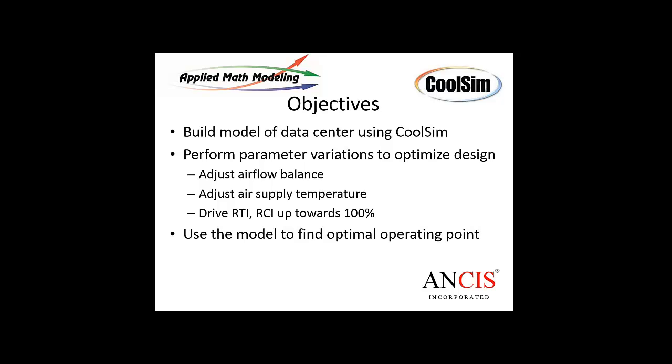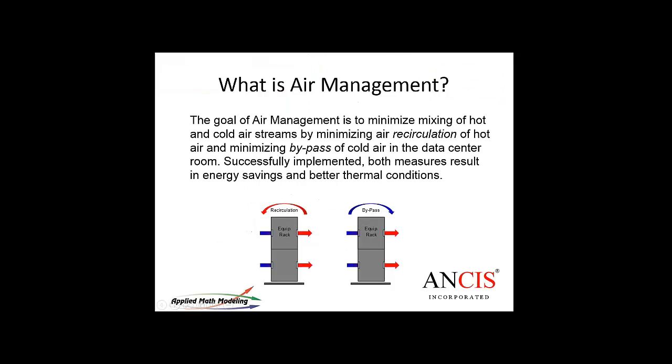And then we're going to perform parametric variations on it to optimize the design. We're going to adjust the airflow balance and adjust the supply temperature to try to optimize it for energy. We're going to work with a set of metrics called RTI and RCI. Magnus had an awful lot to do with coming up with these metrics. I think they make a lot of sense for this kind of work, and so I've incorporated them into the CoolSim product. And we're going to use them along with CFD analysis to determine what the optimal point is for each of these data centers.